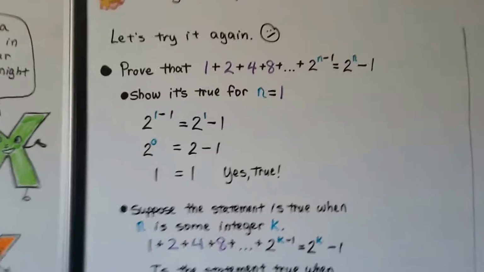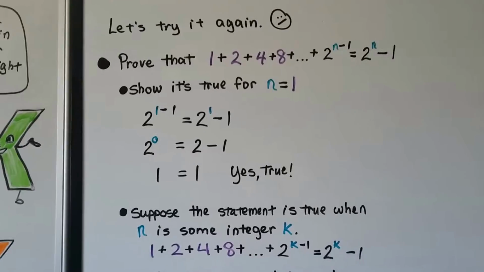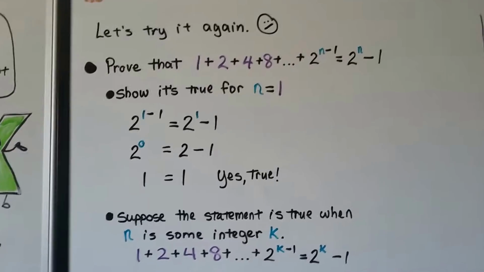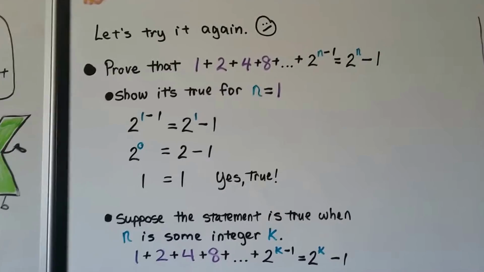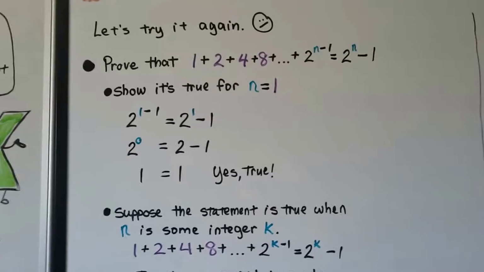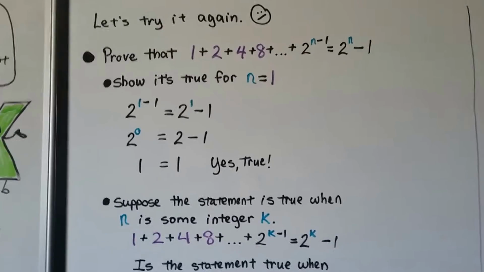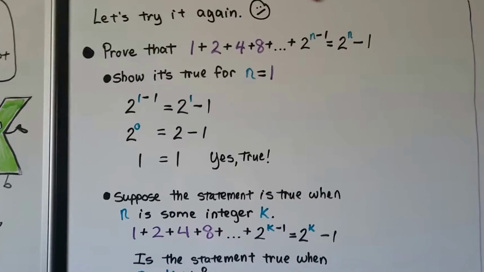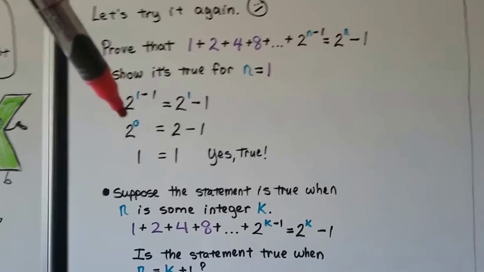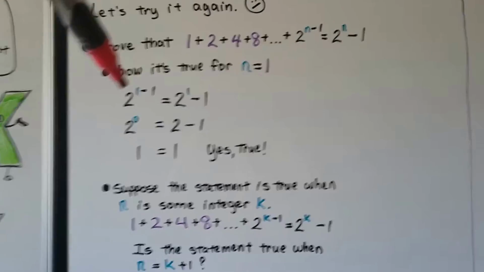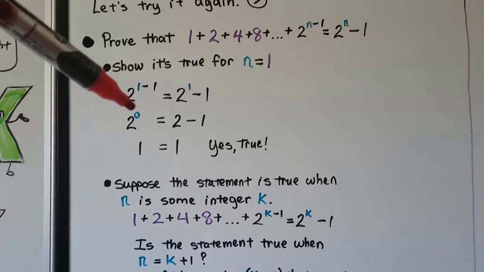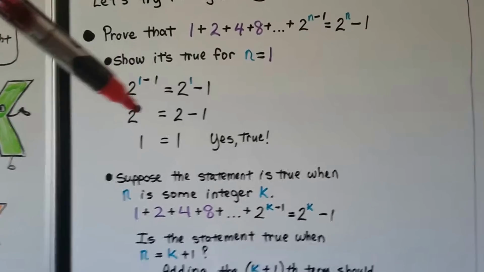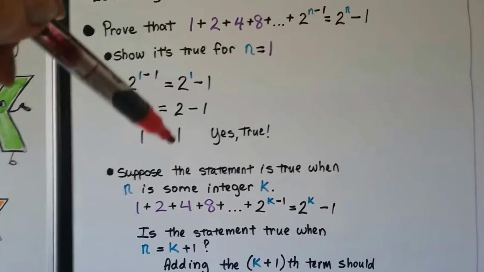So stay with me. We're going to prove that 1 plus 2 plus 4 plus 8 plus so on plus 2 to the nth minus 1 is equal to 2 to the n minus 1. We're going to show it's true for n equals 1. So we're going to put a 1 in the place for n. Now we have 2 to the first power minus 1. That means we're going to have 2 to the 0 power, and remember that anything to the 0 power is a 1, so that's 1 equals 1.